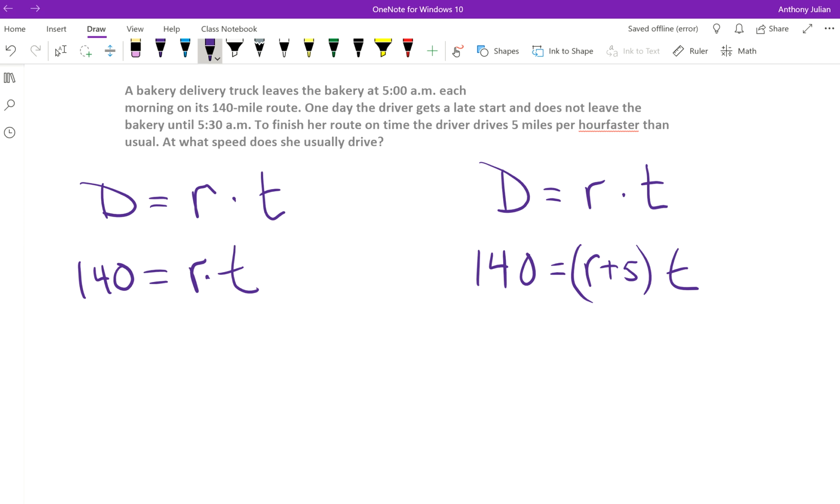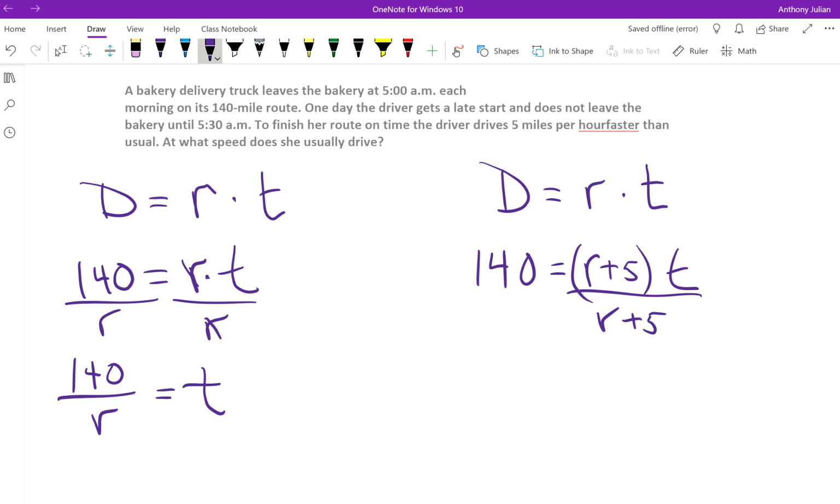Okay, and I'm going to venture to say that the time now, well, let's get our equations equal to t first. So that means I'm going to divide this by r, both sides of course. These cancel, and I'm going to have t equals 140 over r. Okay, and then on this side I'm going to divide both sides by r plus 5. And these cancel, and now over here I'm going to have t equals 140 divided by r plus 5.